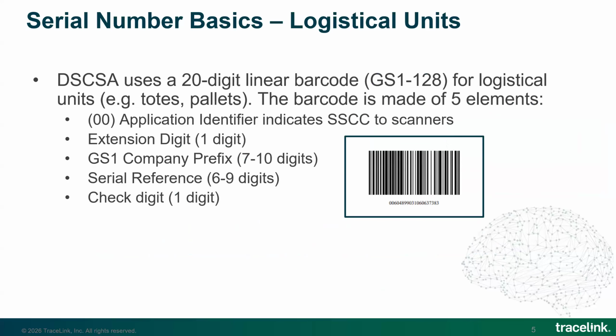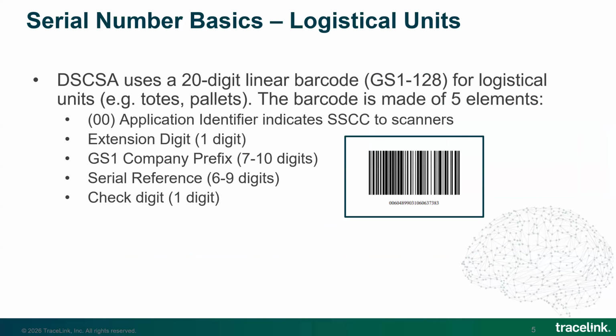Next up, we have our linear barcode. This is a 20-digit number. This is going to be for your logistical unit. So it could be for a tote, it could be for a pallet, it could be for a case that has mixed product in it. And there's a few different components of this as well.